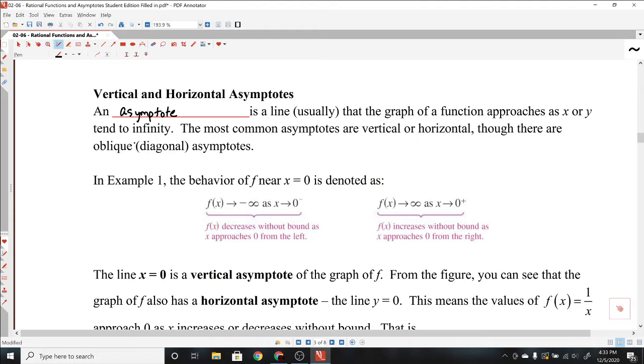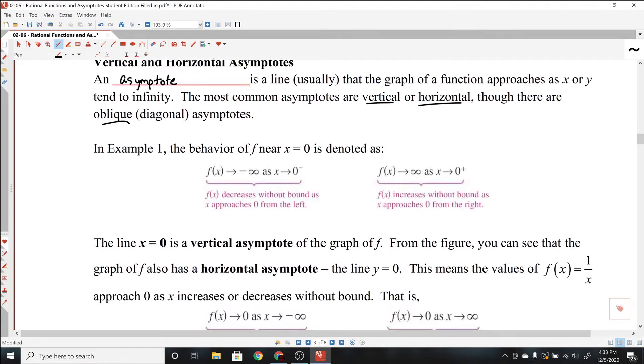So around the origin, it may cross an asymptote, but as x or y go to infinity, the function will not. Okay. The most common asymptotes are either vertical or horizontal, though there are what we call oblique or diagonal asymptotes. In example one, the behavior of f near zero, we did this behavior just a few minutes ago, is that f of x approaches negative infinity as x approaches zero from the left. What that does is it gives us a vertical asymptote at x equals zero.